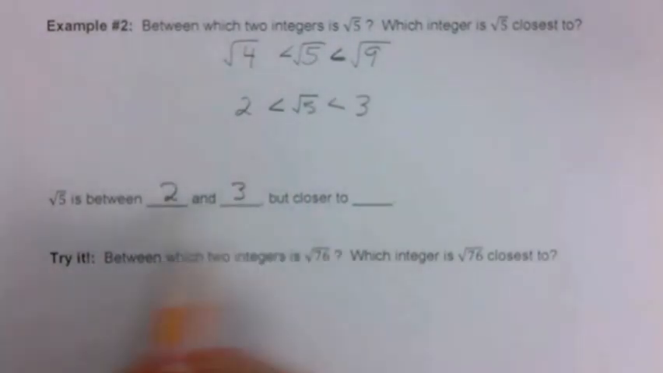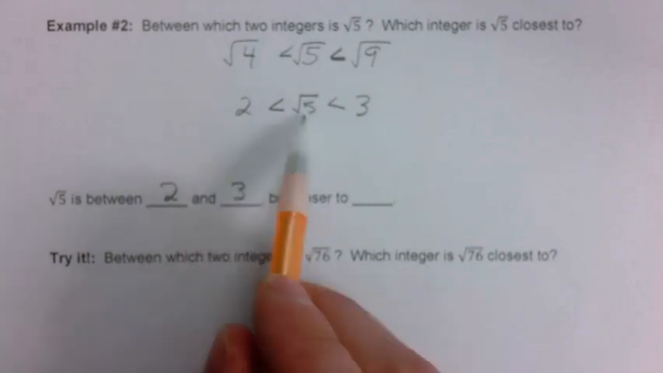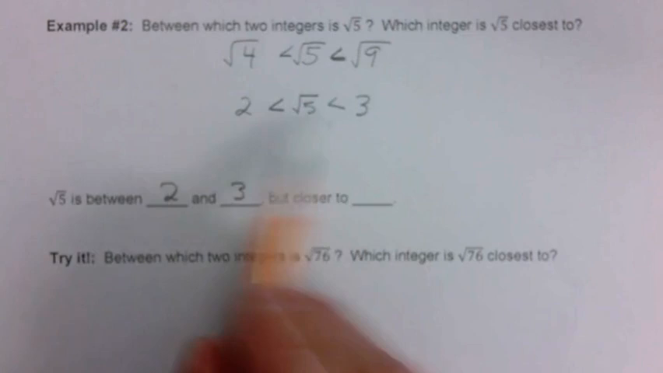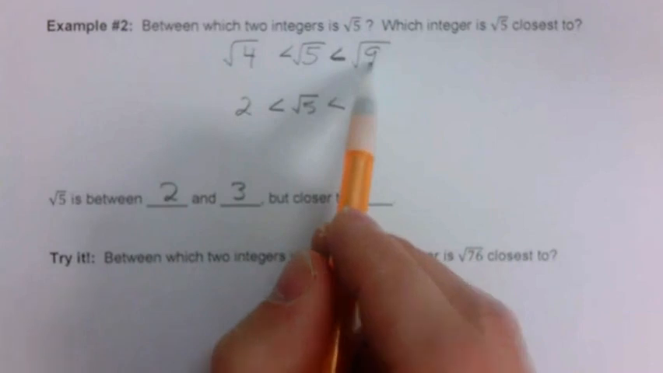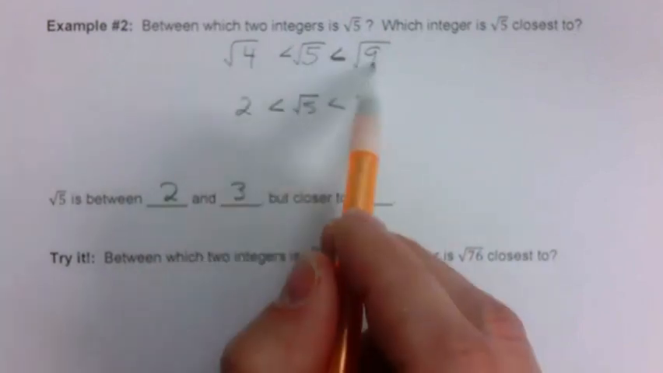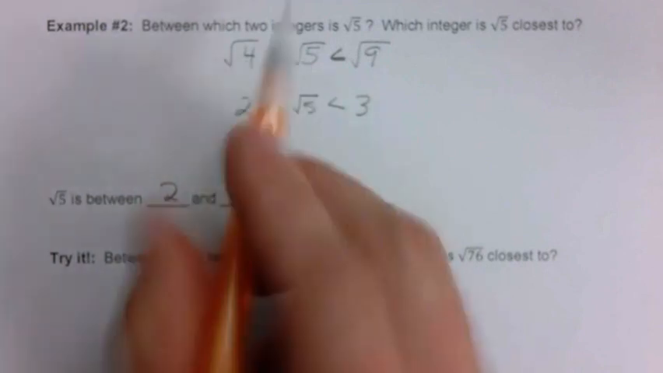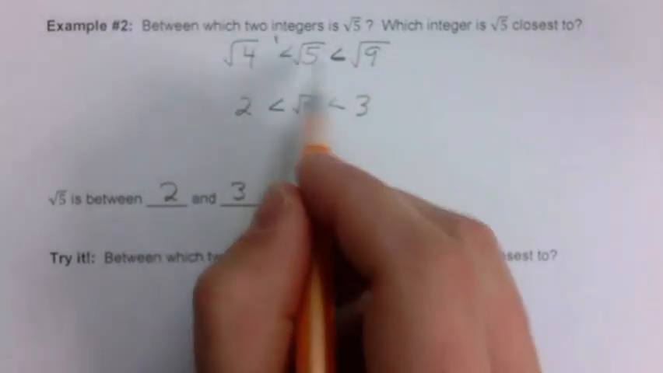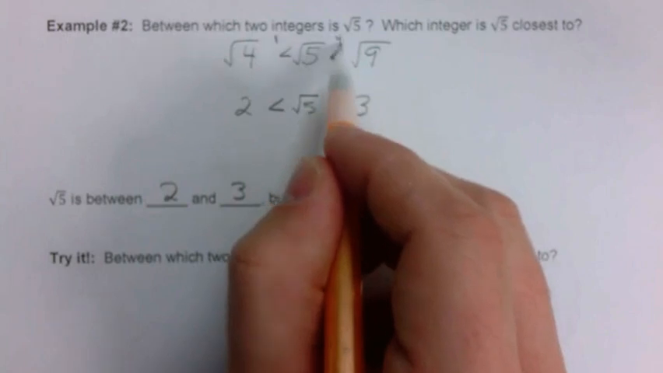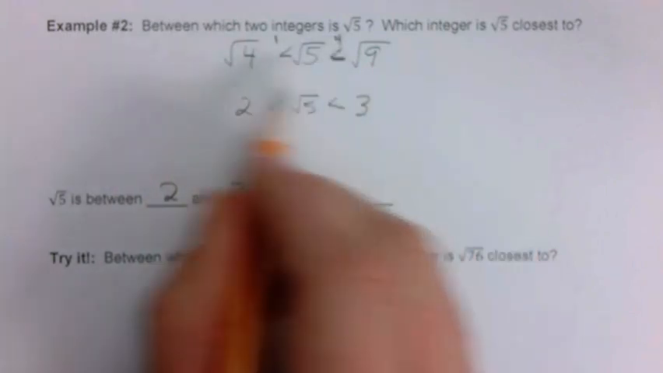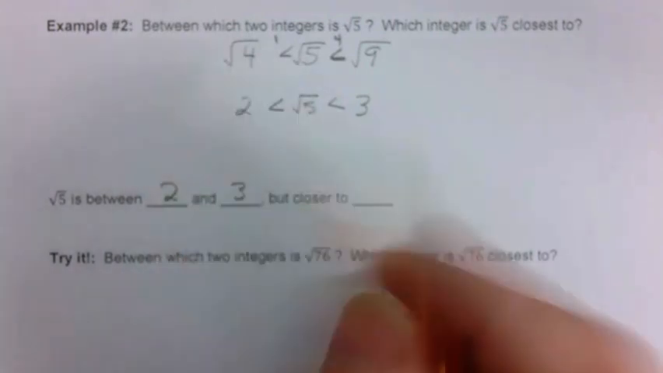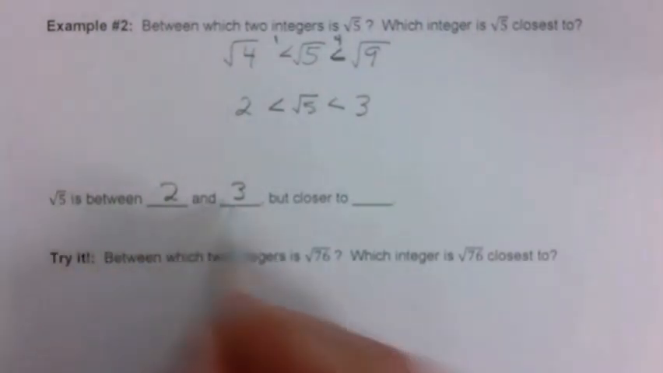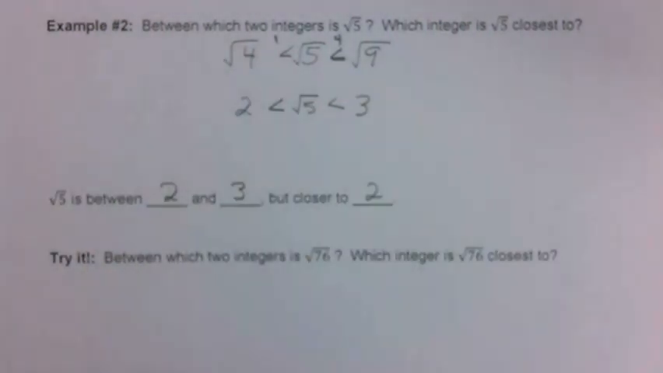Now I want to know which of these it is going to be closer to. Okay, is the square root of 5 closer to 2 or closer to 3? Well, in order to answer that question, we're again going to look at the perfect squares of 4 and 9. Is 5 closer to 4 or closer to 9? Well, 5 is only 1 away from 4, but 5 is 4 away from 9. Therefore, 5 is closer to 4, so the square root of 5 is closer to the square root of 4, which is 2. The square root of 5 is between 2 and 3, but it's closer to 2.